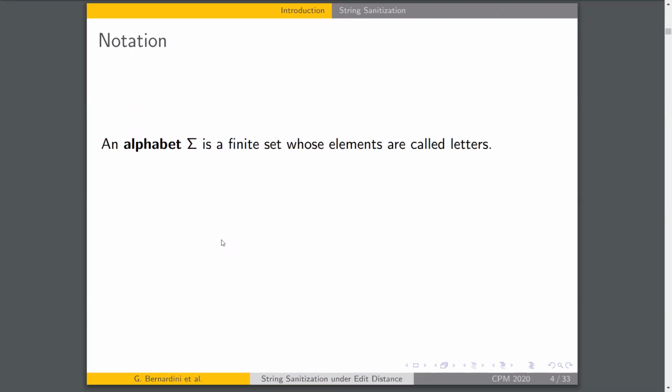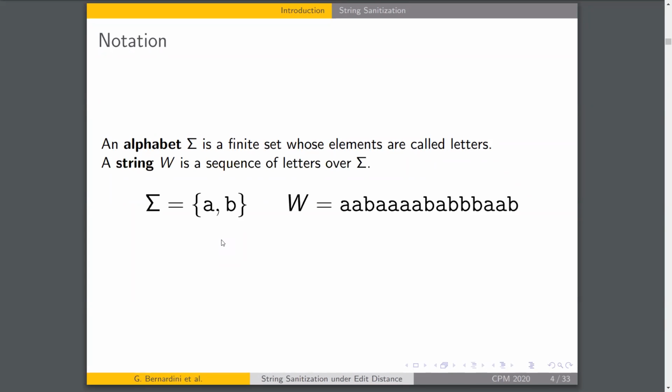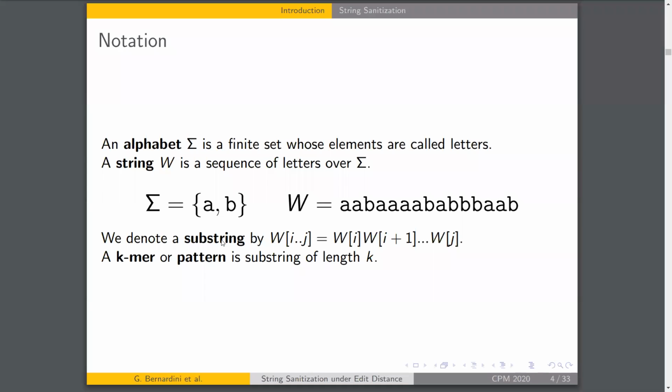So we have an alphabet sigma, which is finite. Then we have a string W over sigma. And then we denote substrings like this. And a k-mer or pattern is a substring of length k. In general, patterns can have arbitrary length, but for this talk, they will always have a fixed length k.